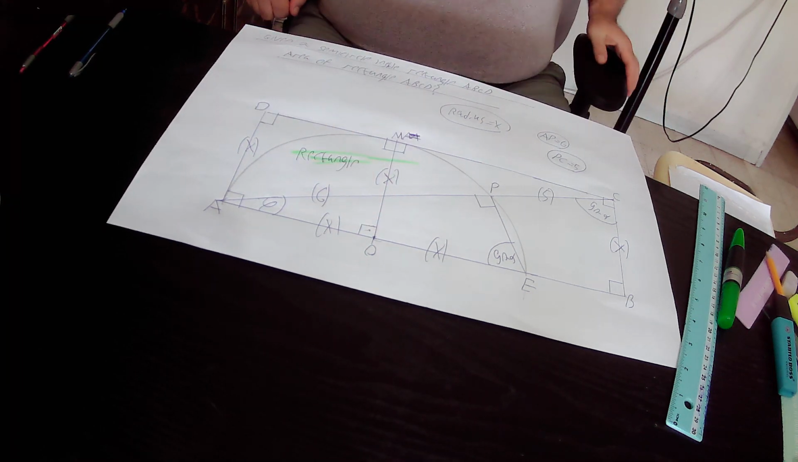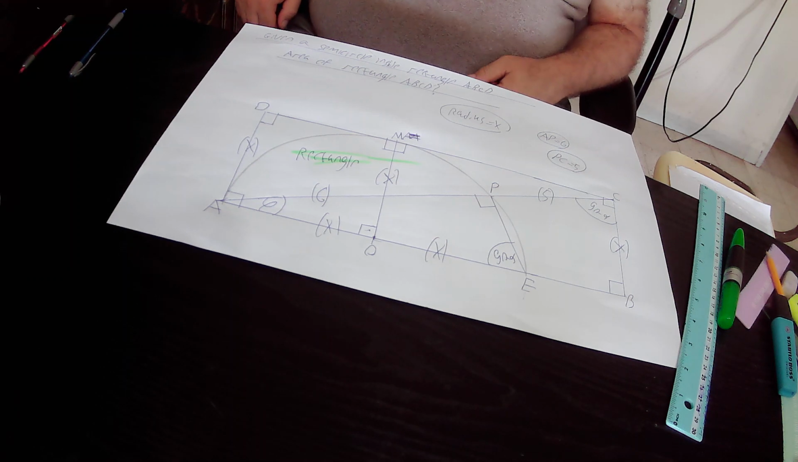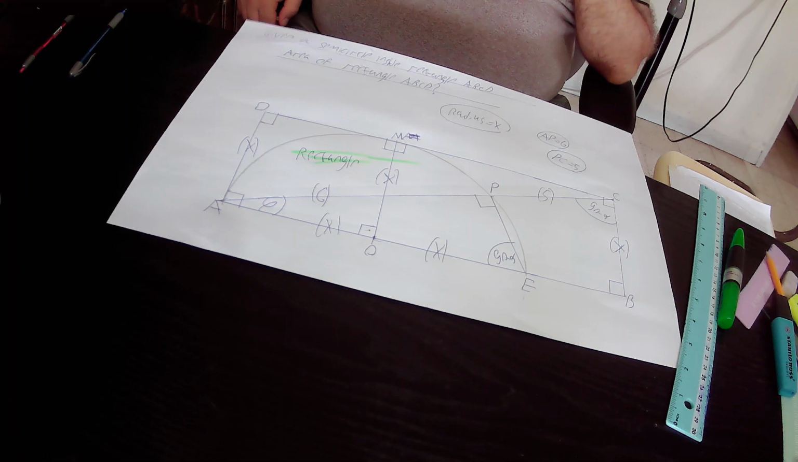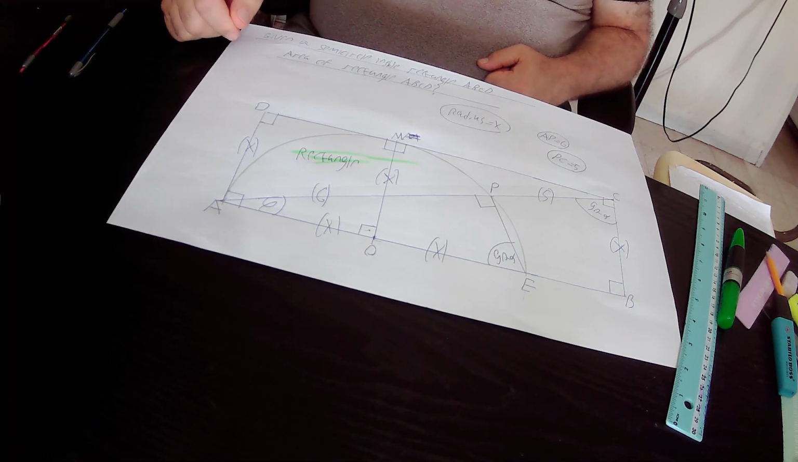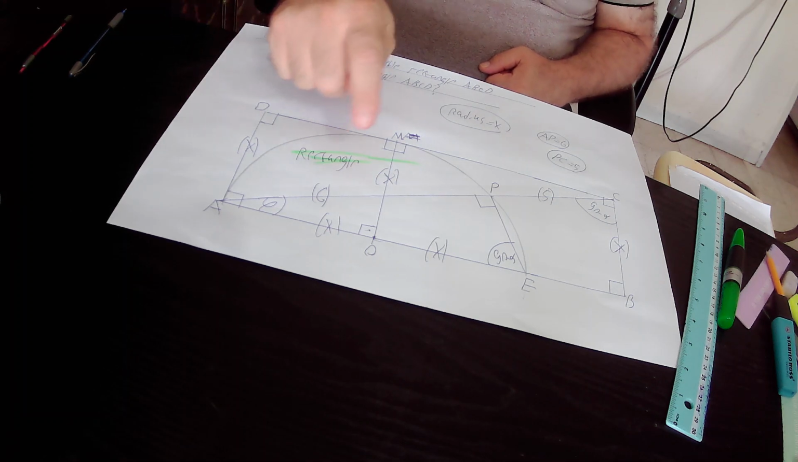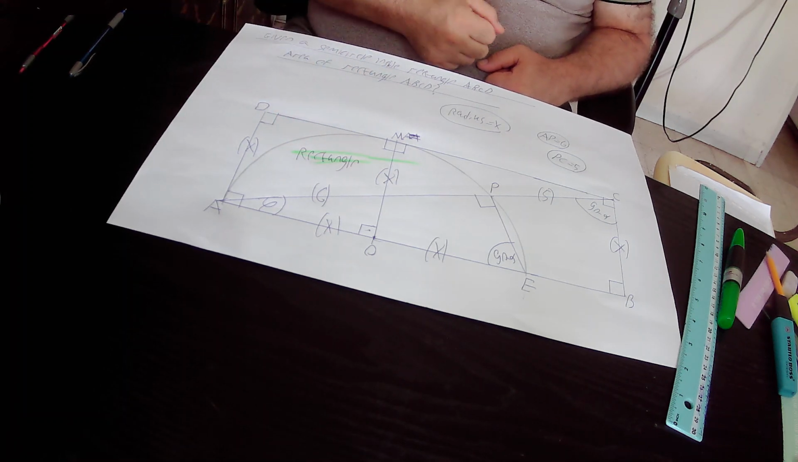So inside quadrilateral DMOA we have 4 right angles, and according to rule 5, any quadrilateral that has 4 right angles must be a rectangle, if not a square. So we know that quadrilateral DMOA is a rectangle because it has 4 right angles.